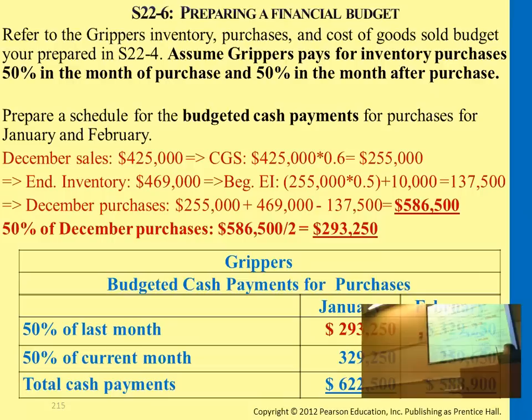Well, that comes from this. So if you divide, this basically is 259,650, and this is 329,250. Remember that in February we're paying 50% of January's purchases. So this is January's purchases times 50% gives you these two. And then in February we're also paying 50% of our purchases in this month. Right? So this is February purchases, I'm sorry.